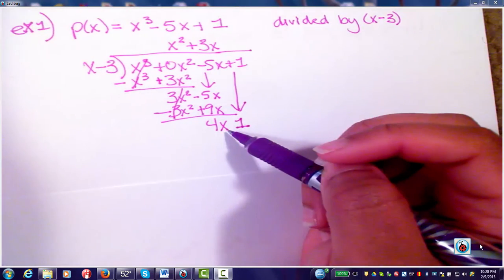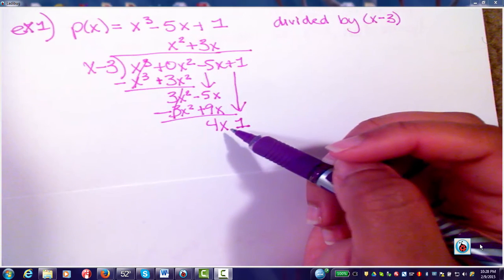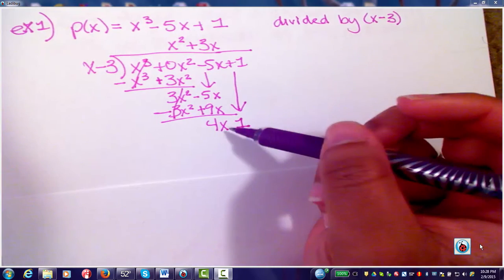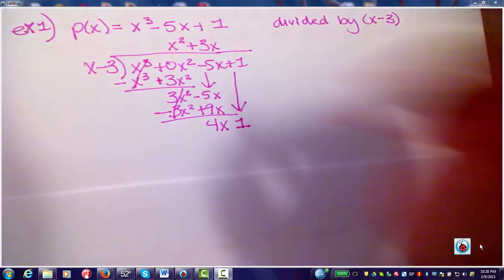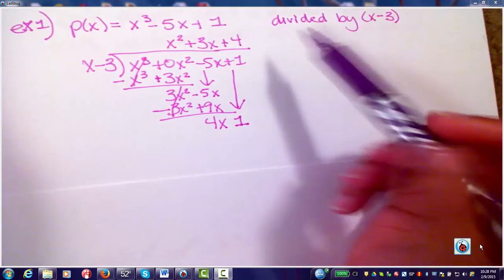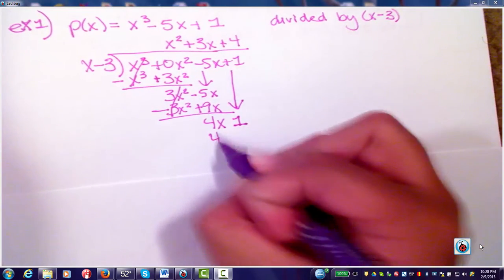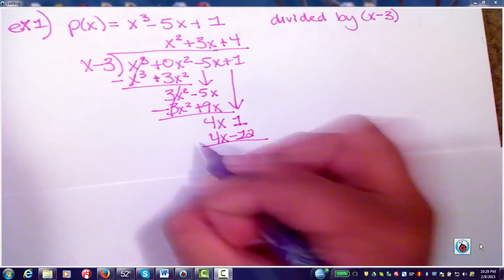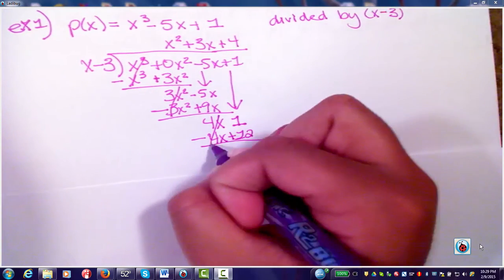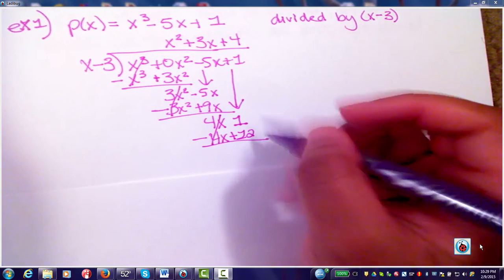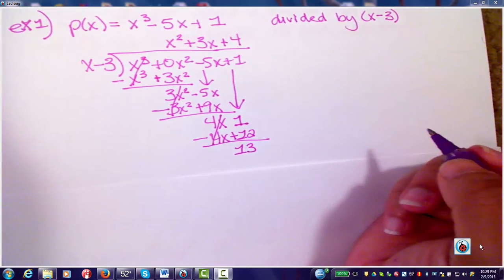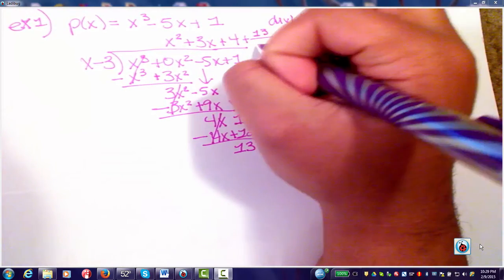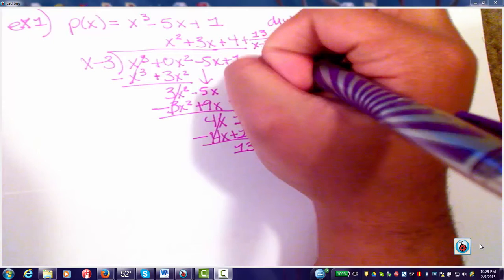So then 4x divided by x gives us 4. Then 4 times x is 4x. 4 times negative 3 is negative 12. So now we draw our line, change both signs. Then these cancel, and we are left with 13. So our remainder is 13 over the quantity x minus 3.